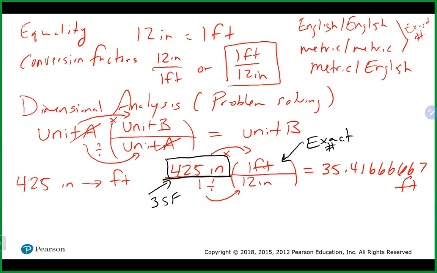One of the nice things about dimensional analysis is you're pretty much always just multiplying and dividing, so you're always going to be looking at significant figures. That means our answer should have 3 sig figs, and we should end up with something like 35.4 feet in this case.